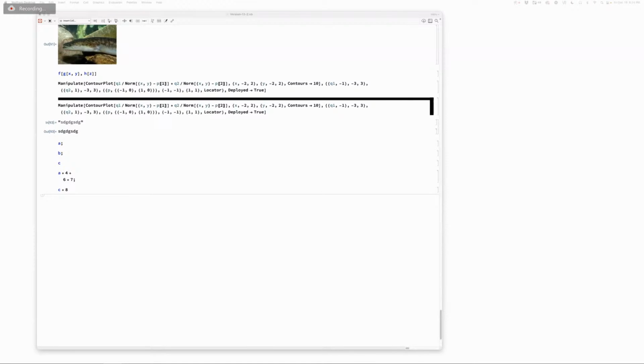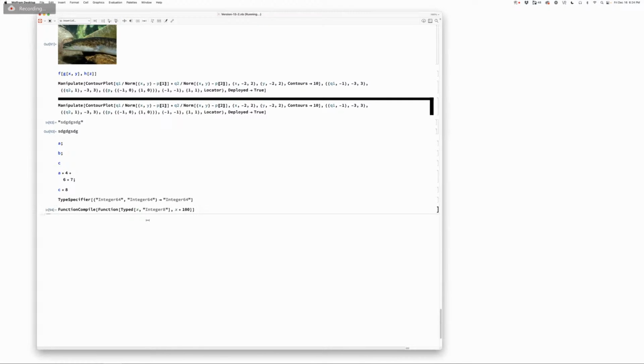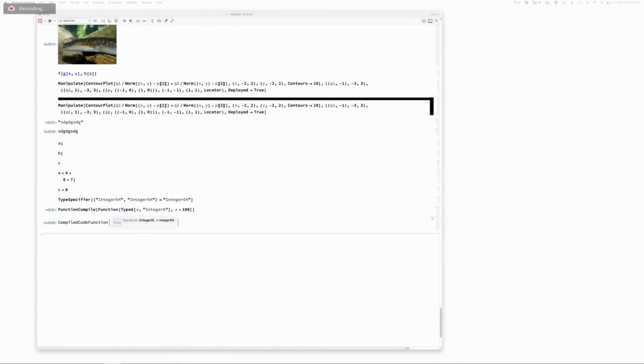So in the compiler, there is a notion of a type specifier. That's a type specifier for a function that takes two 64-bit integers and returns a 64-bit integer. And this is what you do to compile something which is a function that takes an 8-bit integer and returns that integer plus 100. And by the way, one of the big projects is to compile the compiler, which is going fairly well. And once that's done, it will be ridiculously, dramatically faster to do compilation.